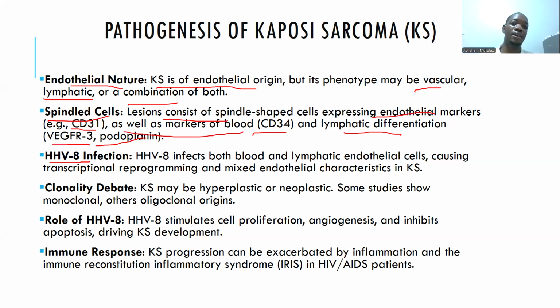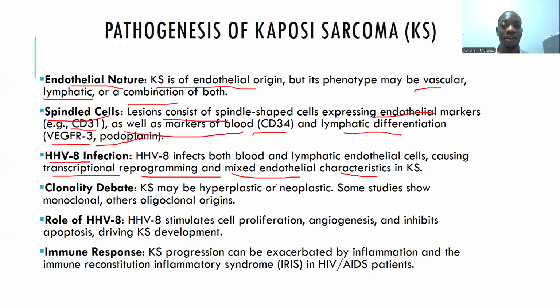So we find that the HHV8 infection, the human herpesvirus 8 infection, infects both the blood and the lymphatic endothelial cells, causing transcriptional reprogramming and the mixed endothelial characteristics that you see in KS. So the virus itself has tropism, or it favors the endothelial cells, both from the lymphatic origin as well as the circulation or blood vessel origin, both the arteries and the veins. So upon infection of these cells, the virus will reprogram the cells, making them immortal, giving them the neoplastic transformations that end up giving Kaposi sarcoma.